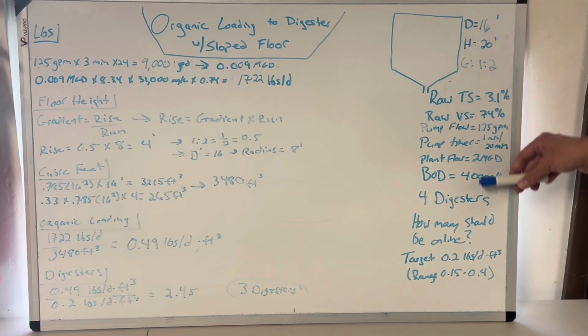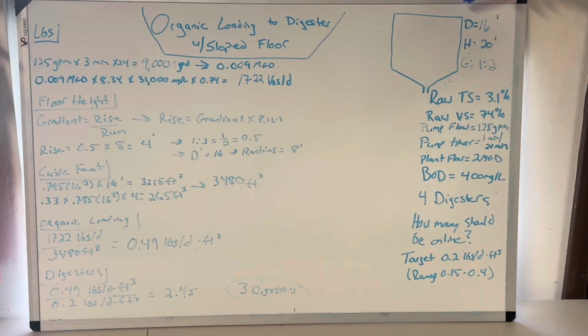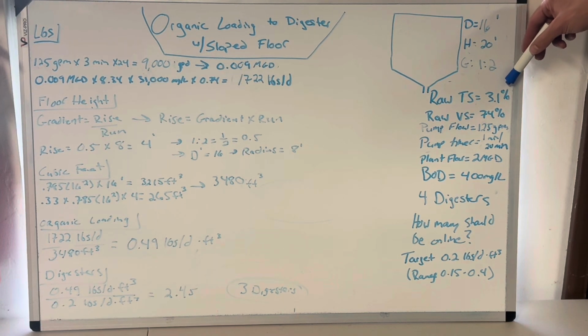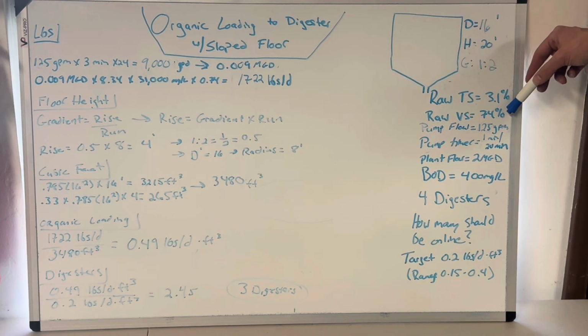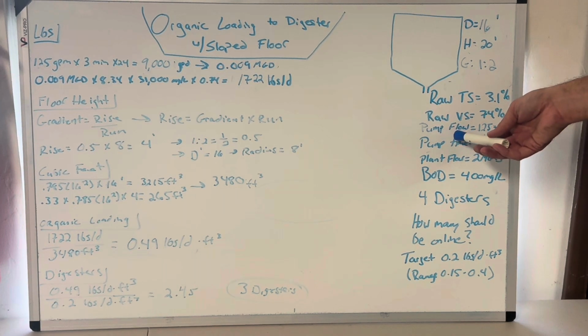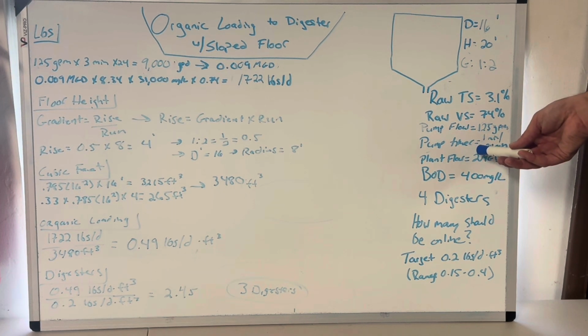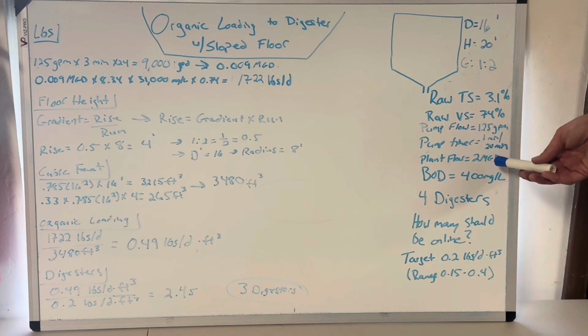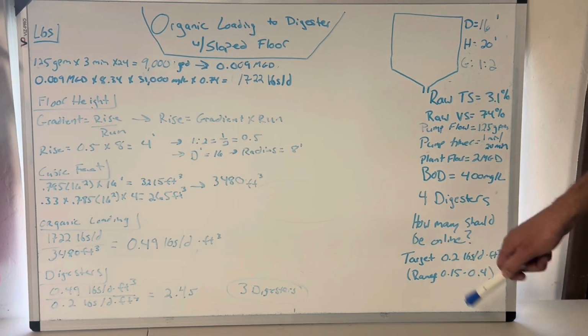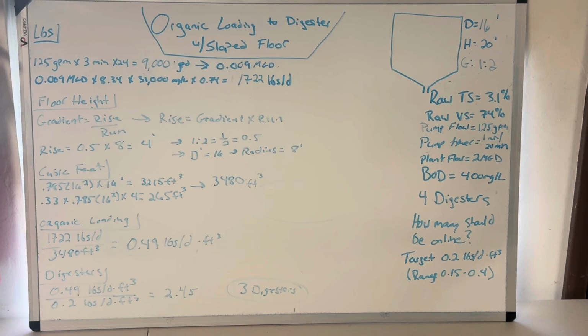These are all the things you're going to be given. We have a diameter, we have a height of the tank, we have a gradient of the floor, we have a raw sludge total solids percent concentration. We have a raw sludge volatile solids concentration. You have a pump flow. This is going to be your sludge pump from the primary or your thickener or whatever. Pump flow. You have a pump timer. We're going to have a plant flow, a BOD load. How many digesters we have, and they're going to ask how many of these digesters should be online if you have a target of 0.2 pounds volatile solids per day per cubic foot.